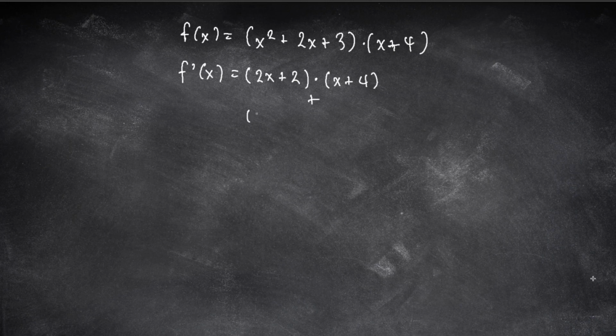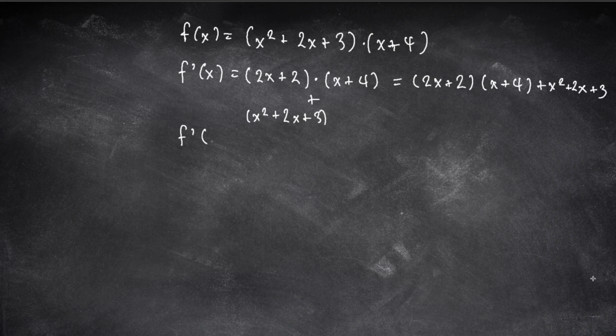And then we keep the first one the same now, and we have to find the derivative of our second one. The derivative of x is 1, and the derivative of 4 is 0, so that's nothing. Anything multiplied by 1 is just itself, so we don't need that. So this simplifies down to just 2x plus 2 times x plus 4, plus x squared plus 2x plus 3.